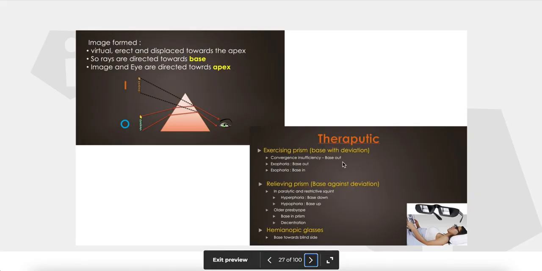But if we want to use a relieving prism, for example, if a patient has diplopia and we want to relieve these symptoms of diplopia, we use base against deviation. Like the example that we had, the patient had exophoria and he has symptoms, so we use a base in prism as a base against deviation.